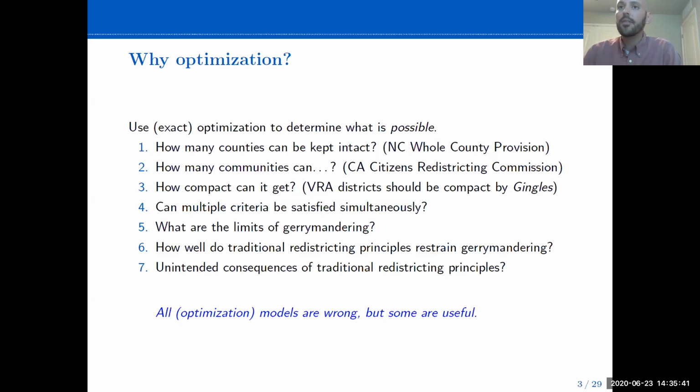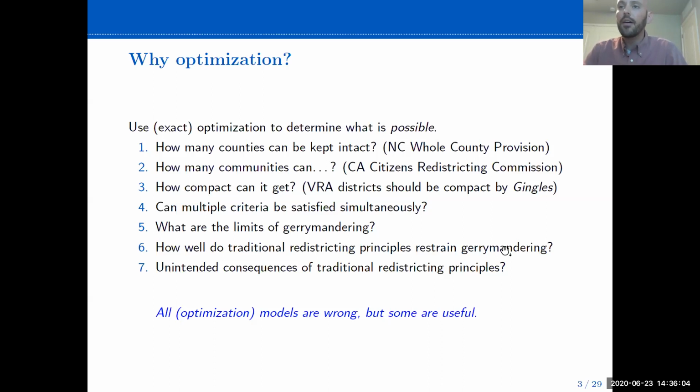It turns out that some of their counties have too many people to be put into a single district, and so they must be split in order to not violate the population balance constraint. The state Supreme Court in North Carolina has responded to this by saying, well, maybe the way to interpret this law is that you should split a minimum number of counties.